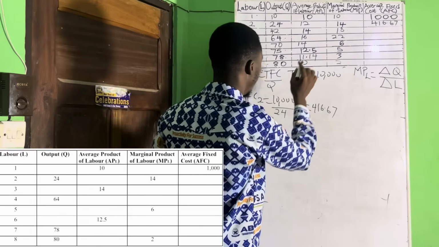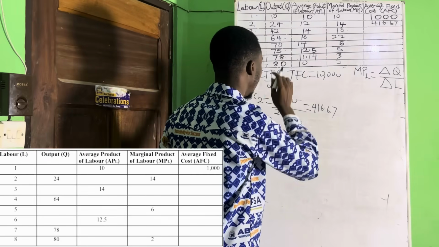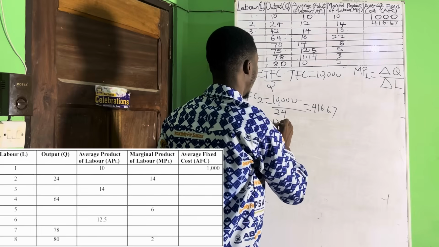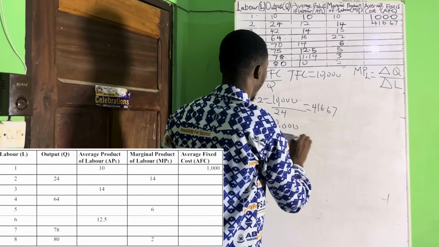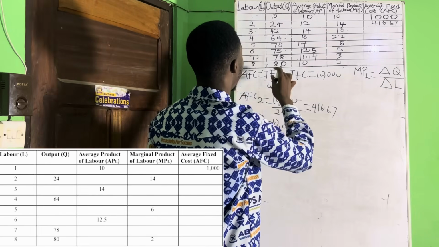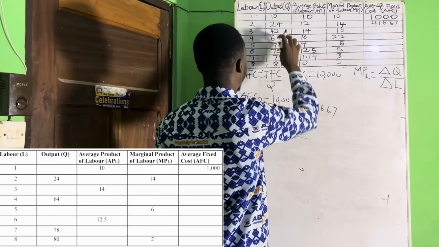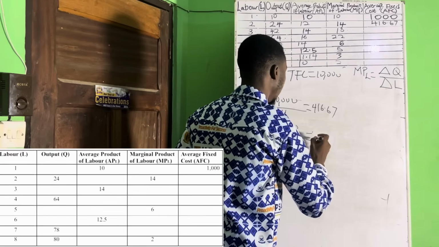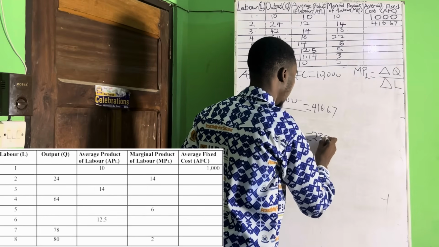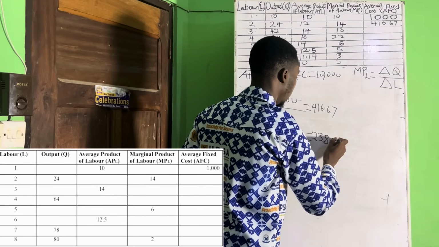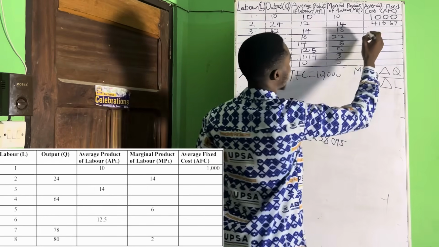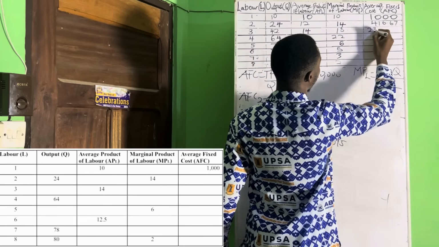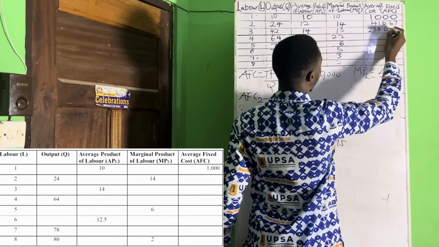So that is also total fixed cost over quantity. I said the total fixed cost is the same throughout. So 10,000 over the output or the quantity. And for year 3 it is 42. So 10,000 over 42, and this should be giving us 238.095. So here is 238.095.